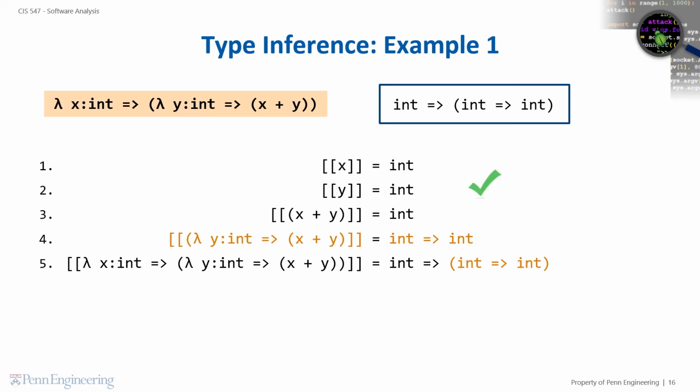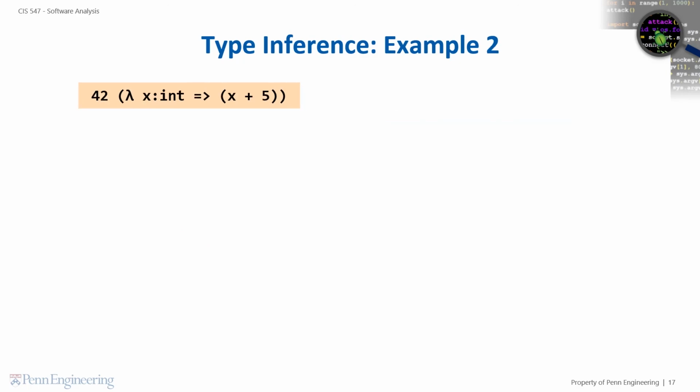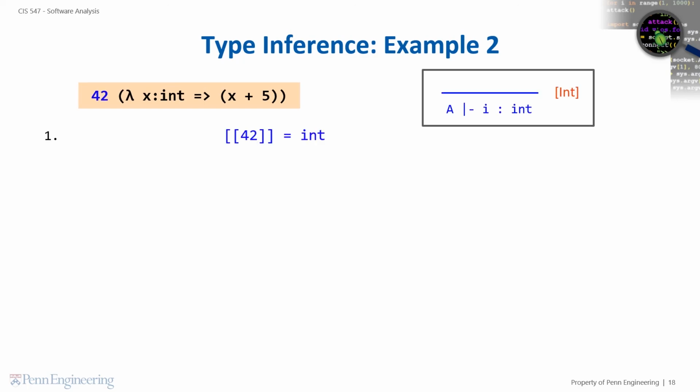In summary, we were able to successfully solve the constraints and infer the type of each program part. Now let's look at an example where type inference fails. That is, the program is untypable. Consider the following program. As before, we generate constraints for each program part using our previously defined type rules.